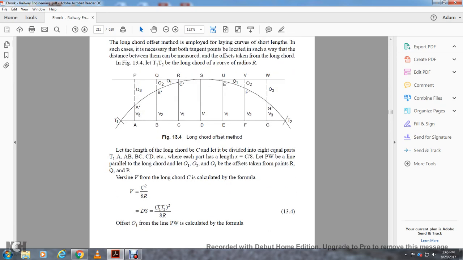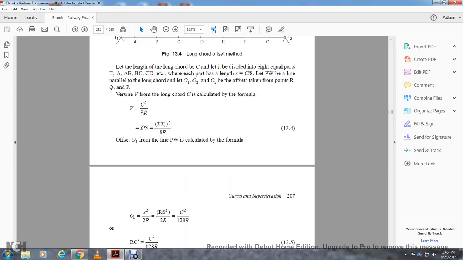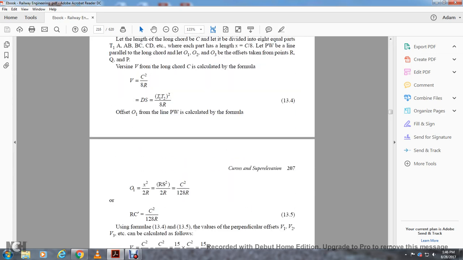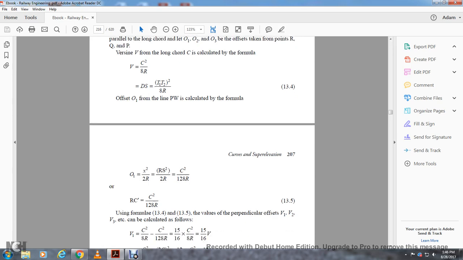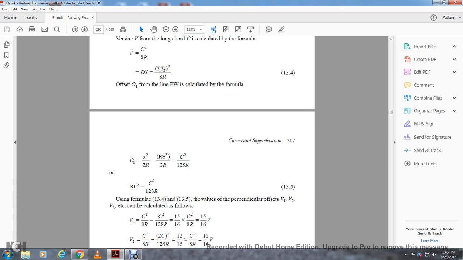The versine from the long chord C is C squared over 8R, equal to T1, tangent 1, tangent 2 squared divided by 8R. The offset O1 from the line PW is calculated with the formula: O1 is equal to x squared divided by 2R, equal to (C/8) squared divided by 2R, equal to C squared divided by 128R. If we use this formula, the values for the perpendicular offsets V1, V2, V3, etc. can be found as follows.